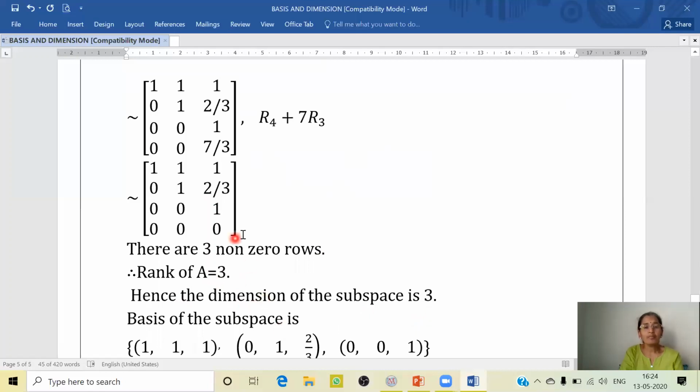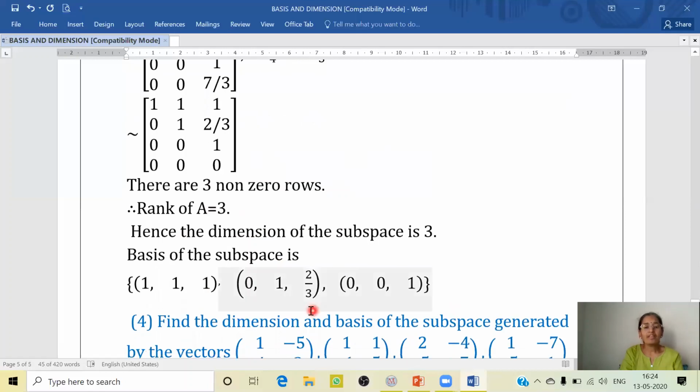And the basis of the subspace is determined by the 3 non-zero rows here. The 3 non-zero rows are (1, 1, 1), (0, 1, 2/3) and (0, 0, 1). So these 3 vectors will form the basis of the subspace, and this subspace has dimension equal to 3.